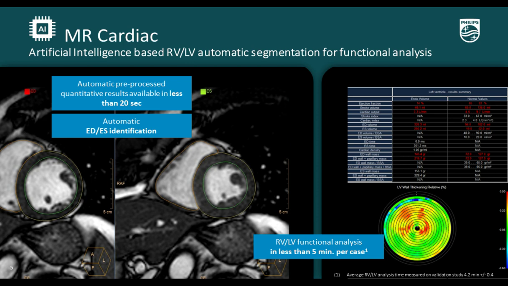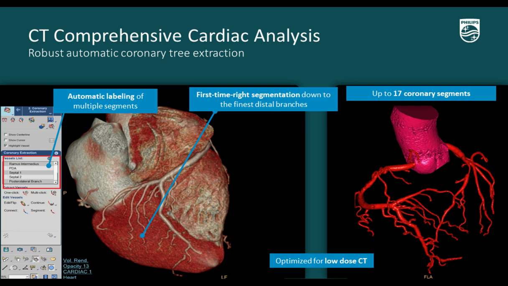At the same time, we've also enhanced our CT comprehensive cardiac analysis application that allows us to do things like robust automatic coronary tree extraction, pull out up to 17 different coronary segments, and we've made it optimized even for low dose CT as well. All of these enhancements and more can be seen when you have the opportunity to request a demo at the RSNA for these applications.